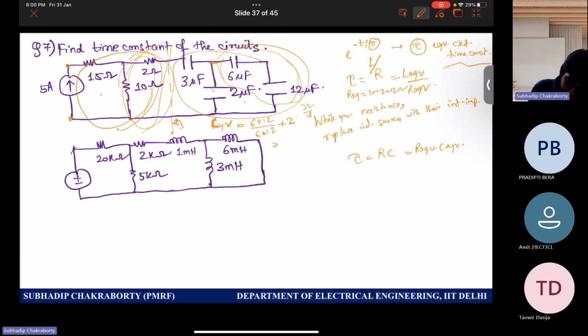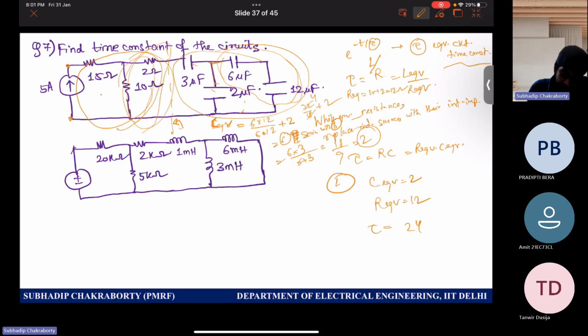72 by 18 plus 2 is 6, and 6 is in series with 3. So 6 series with 3 means 6 into 3 by 6 plus 3, which is 2. So C equivalent is 2 for the first one, and R equivalent is 12. So time constant is 24. But see, this is micro and this is kilo. Or sorry, this is only ohm. So no issue. So this is microsecond.